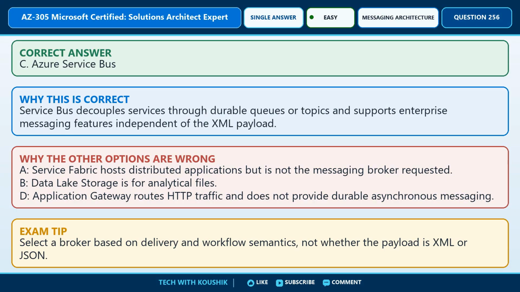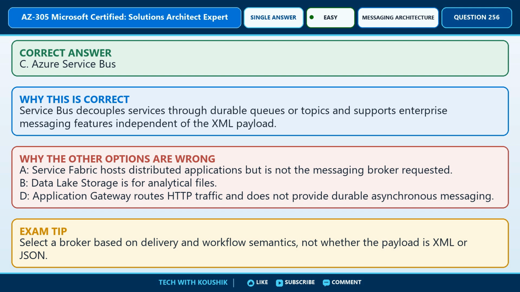The best answer is option C, Azure Service Bus. This is correct because Service Bus decouples services through durable queues or topics and supports enterprise messaging features independent of the XML payload. A. Service Fabric hosts distributed applications, but is not the messaging broker requested. B. Data Lake Storage is for analytical files. D. Application Gateway routes HTTP traffic and does not provide durable asynchronous messaging.